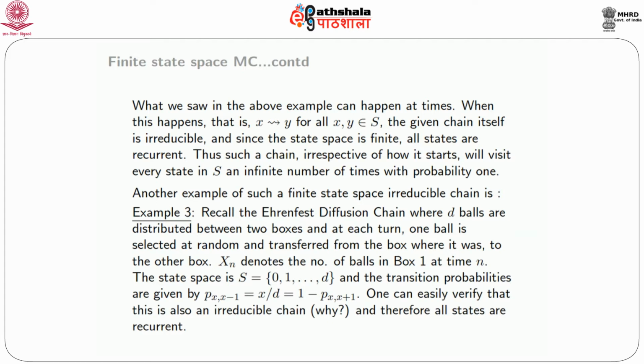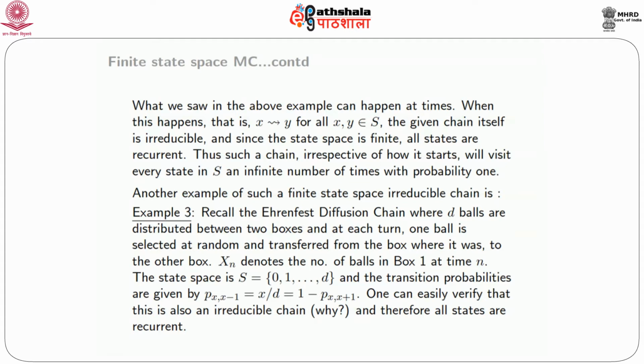Now again, one can easily verify that this is also an irreducible chain, and the reason is not so difficult to see. From any state, let's say from 0, you can go to 1 in one step with positive probability. From 1 you can go to 2 with positive probability. So therefore 0 leads to 1, 1 leads to 2, therefore 0 leads to 2. In general, from any state you can go to any state y larger than that. Similarly, suppose you start from, let's say, d. From d you can go to d minus 1 in one step. So d leads to d minus 1. From d minus 1 you can go to d minus 2 in one step. So d minus 1 leads to d minus 2. So d would lead to d minus 2.